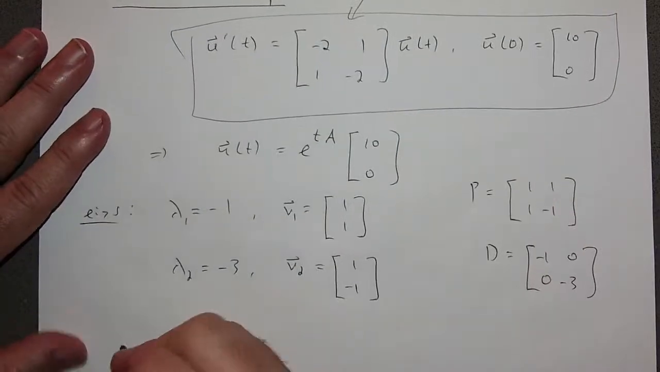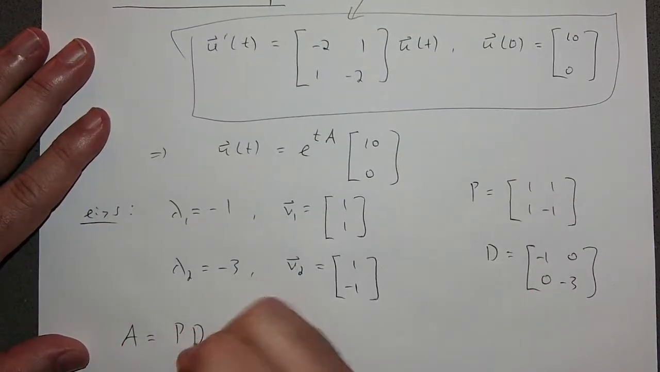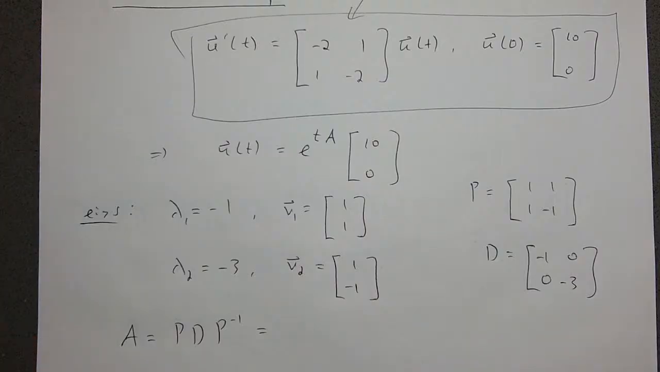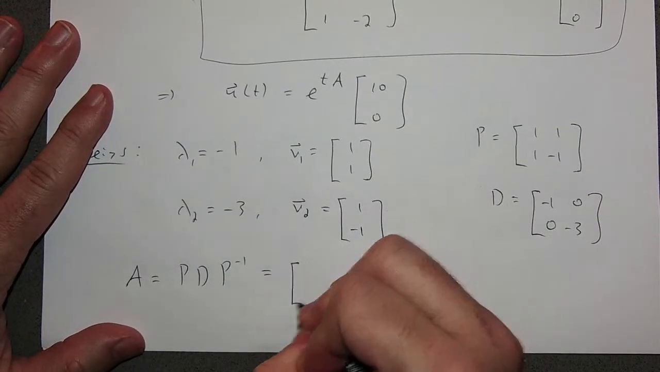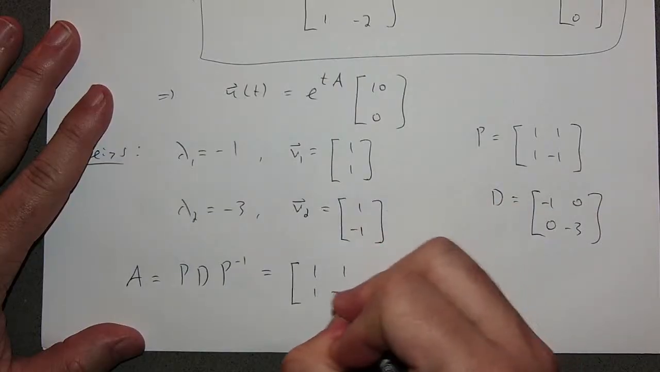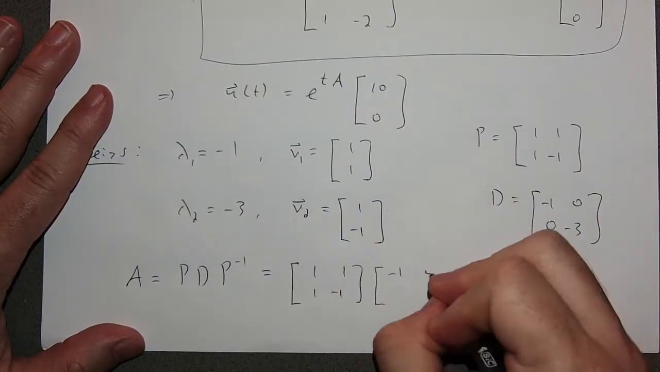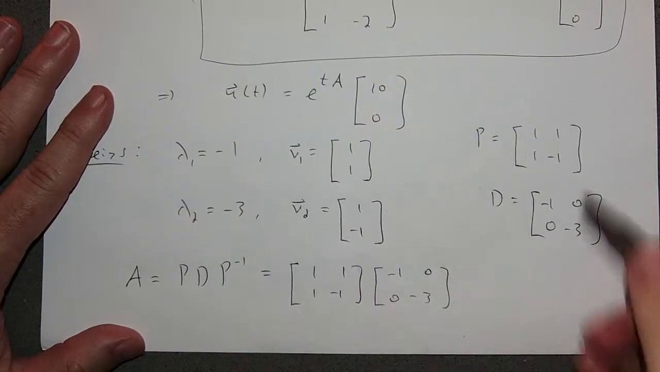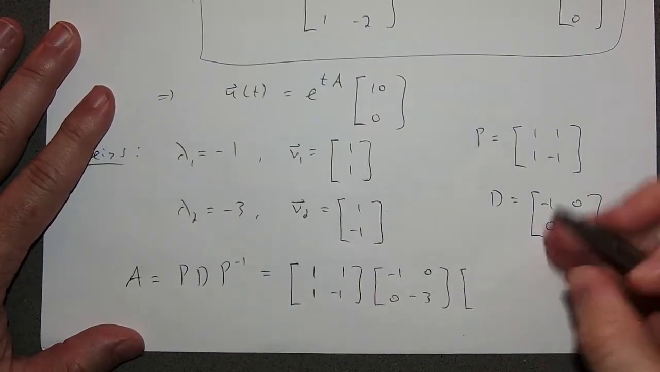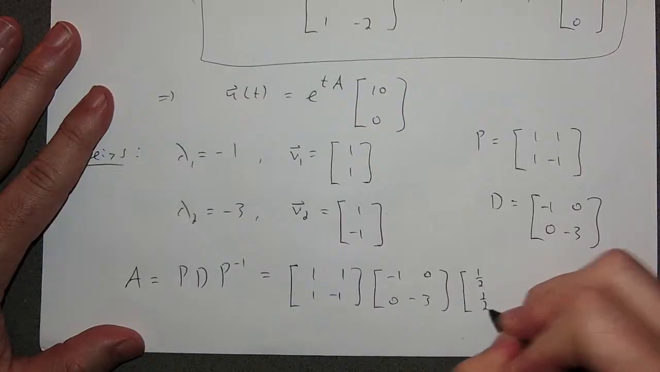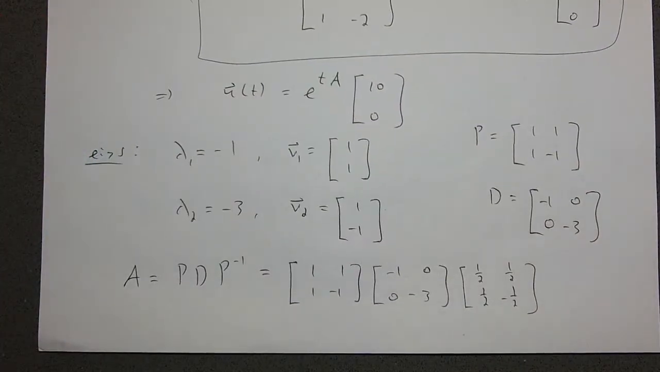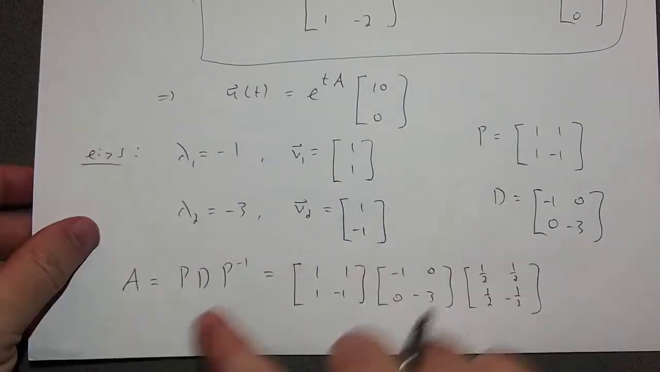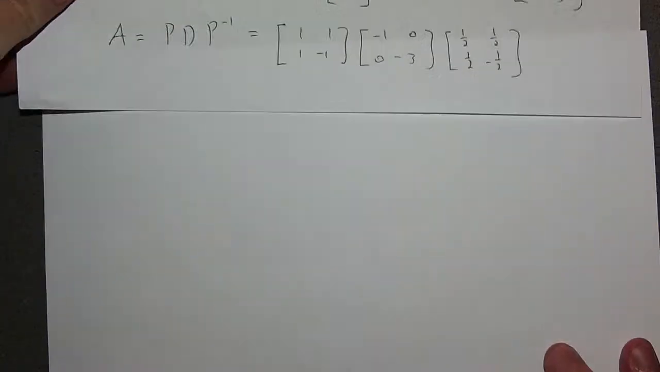So that A is P D P inverse. If you wanted to really check yourself, P here is 1, 1, 1, minus 1. D is minus 1, 0, 0, minus 3. P inverse is a 2 by 2, so writing out its inverse explicitly is easy. This is 1 half, 1 half, 1 half, minus 1 half. Okay, so then what is e to the tA? Put this here.